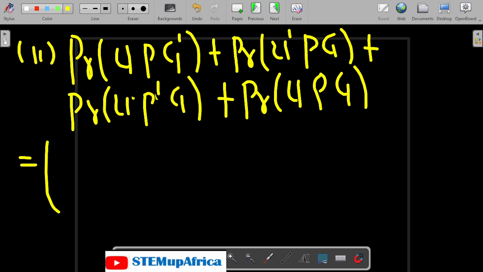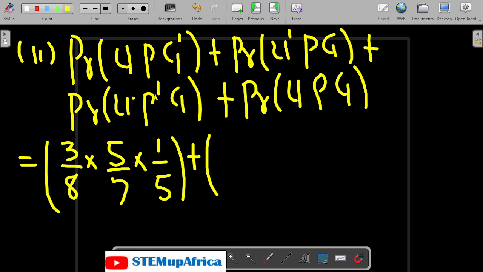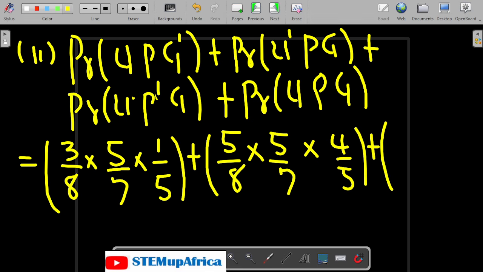So what are we having here? Uche got it is simply 3 over 8 times Precious got it 5 over 7 times Godwin fails is 1 over 5, plus Uche fails is 5 over 8 times Precious got it, that is 5 over 7, and Godwin got it is 4 over 5. Or the probability that Uche got it, which is 3 over 8, times Precious fails to get it, which is 2 over 7, times Godwin got it is 4 over 5.